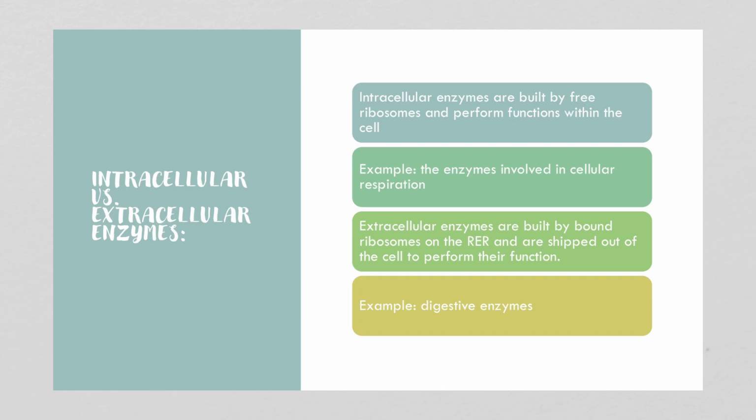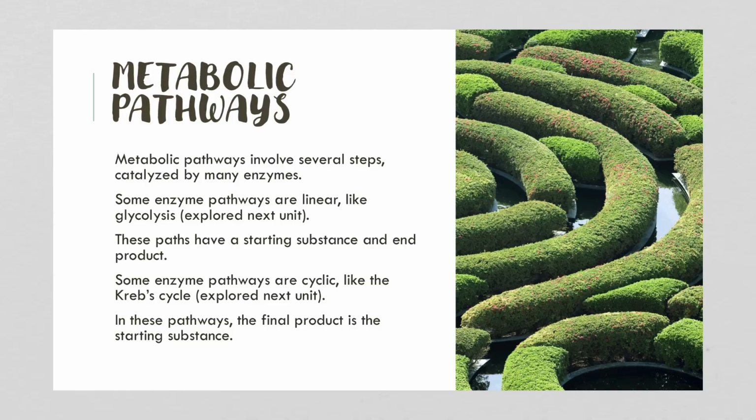Extracellular enzymes are built by bound ribosomes on the rough endoplasmic reticulum, and they get shipped out of the cell to perform their functions. So examples of these would be digestive enzymes, so different glands produce the enzymes, and then they are excreted outside of the cell, so into the stomach, into the intestines to do their jobs.